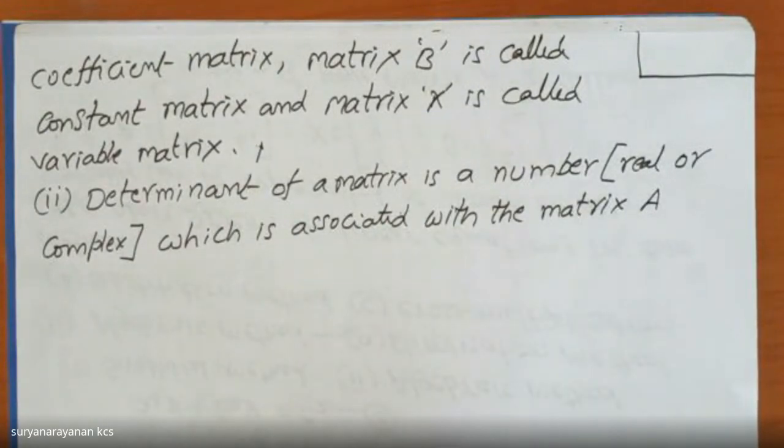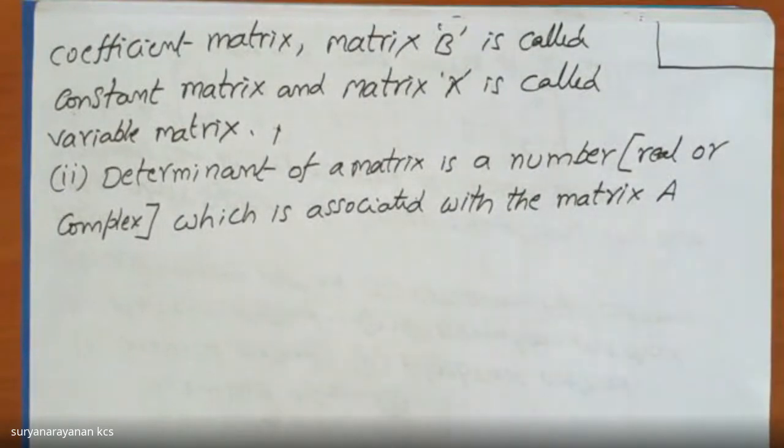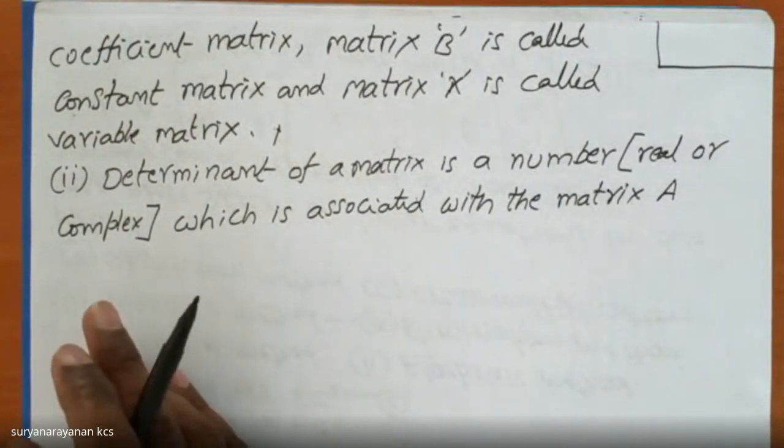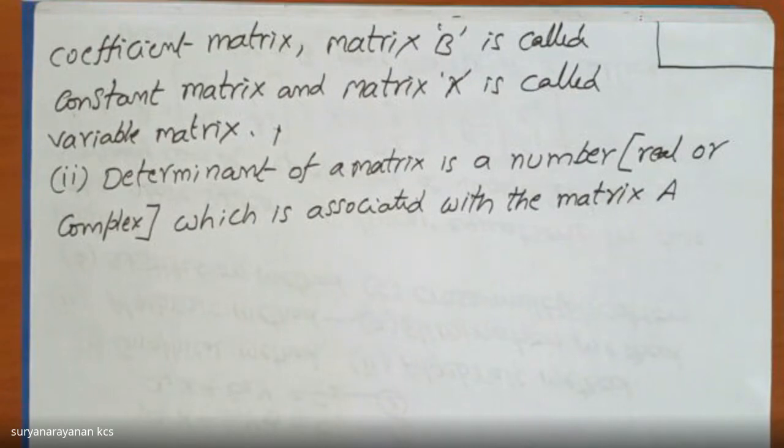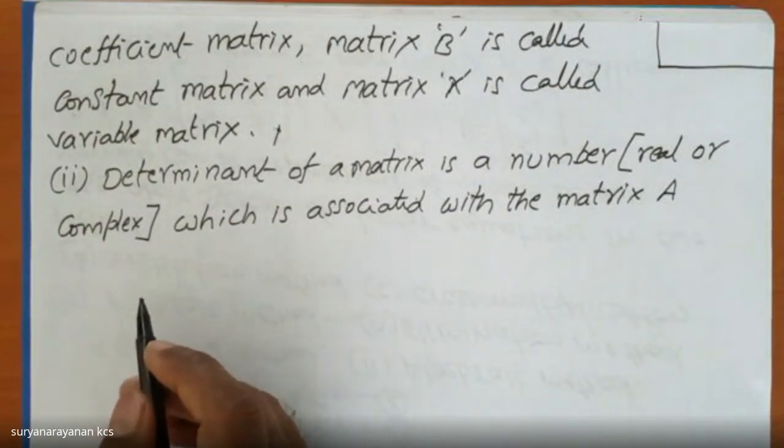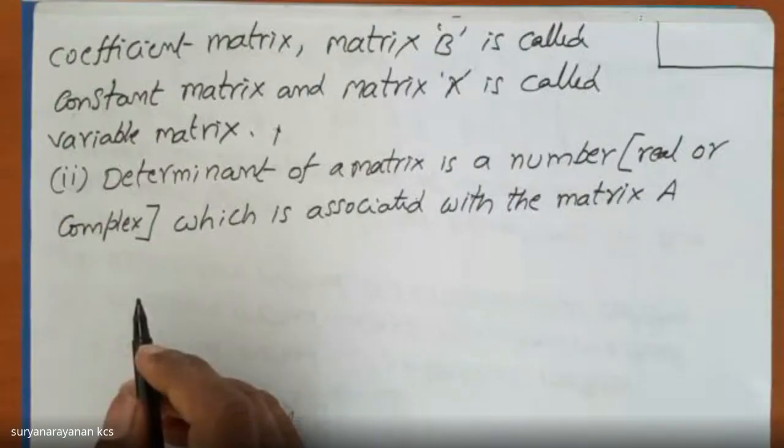Then a question arises in your mind: how to find the determinant of a matrix? So let us take a square matrix of order 1, after that a square matrix of order 2, after that a square matrix of order 3. We don't study square matrices of order more than 3. Okay, my children.